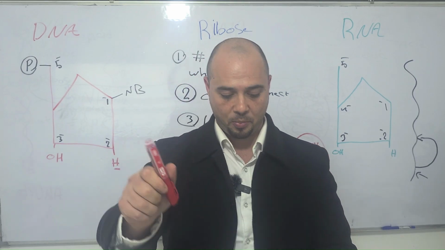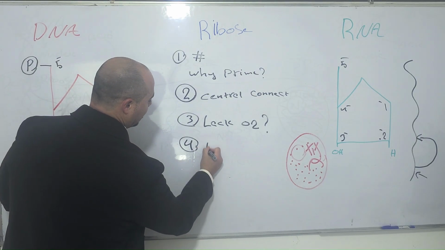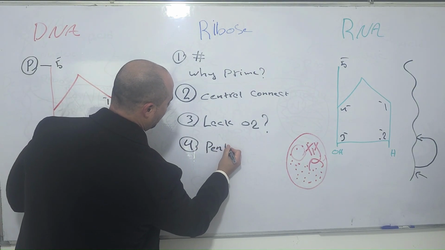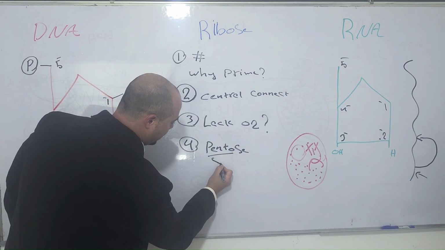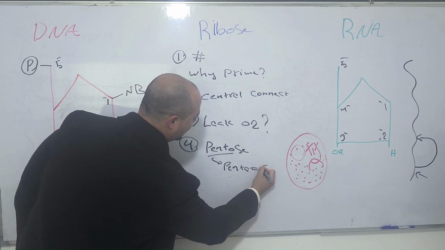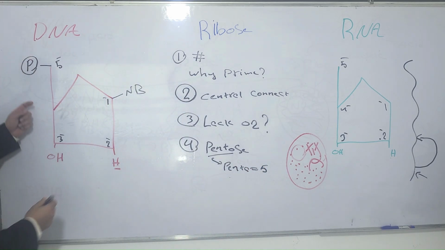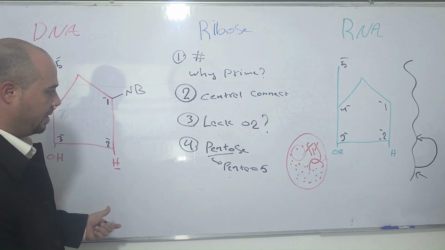Oh yeah, another point before I go there. Listen, the ribose sugar is also called a pentose sugar by some textbooks. Penta, by the way, pentose or penta means 5. Penta means 5. Why is it 5? Because it has 5 carbons, right? It has 5 carbons, so we call it pentose.